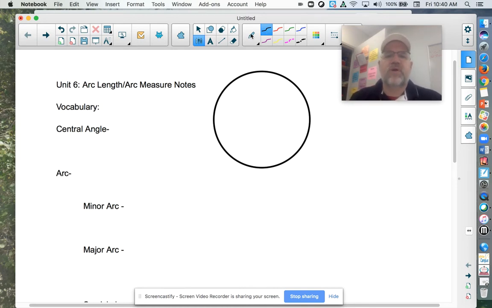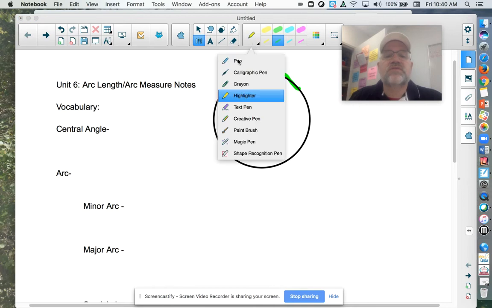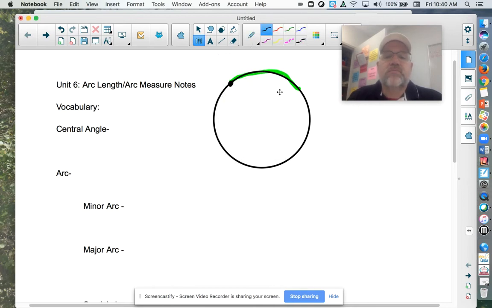So the first part I want you to be aware of is this idea. We're talking about arc length and arc measure. The first thing I hope you familiarize yourself with is this idea of arc measure. So I drew a little arc here. I want you to think for a second. Between these two points, I'll call it AB.